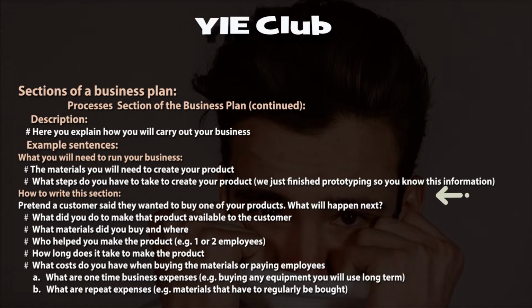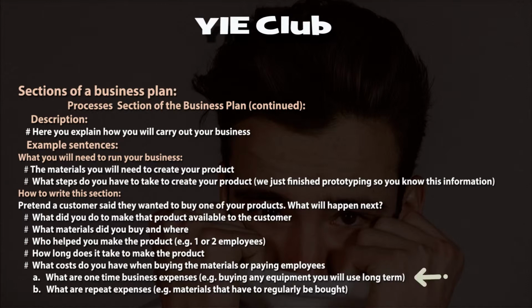So how to write this section. So let's pretend that a customer said to you that they wanted to buy one of your products. So what will happen next if you were talking to a pretend customer? So what did you do to make that product available to that customer? What materials did you buy and where did you buy them? Who helped you make that product or carry out those services? Did you have 1 or 2 employees? How long does it take you to make the product? What cost do you have for buying the materials?